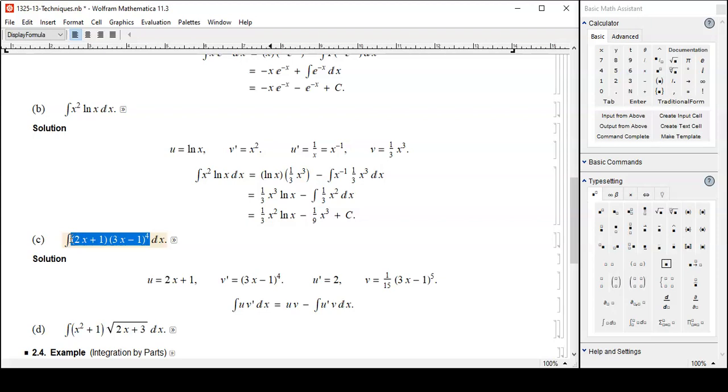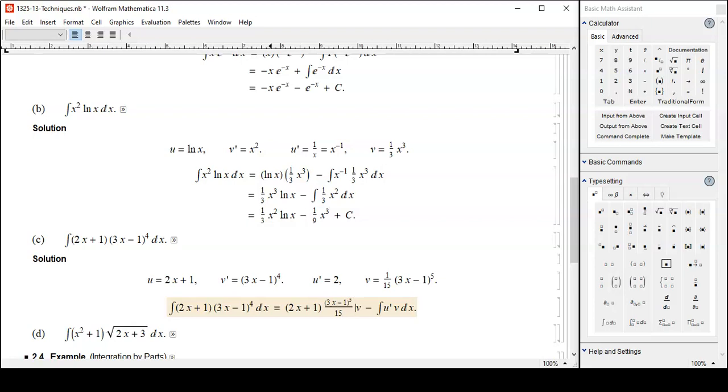Okay, are we ready to plug everything into this integration by parts formula? U prime v is there. What is u times v? That's u, that's v, so that is 2x plus 1, and then that's 3x minus 1 to the 5th power over 15. Okay, all right, and u prime v. U prime is 2. And then v is this.